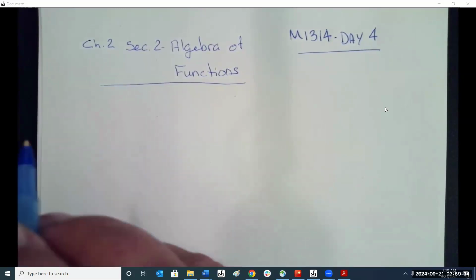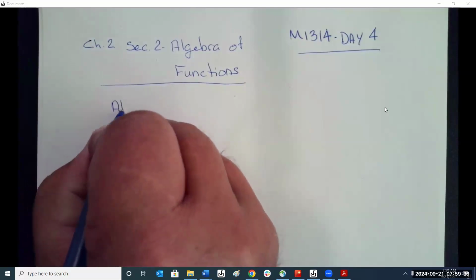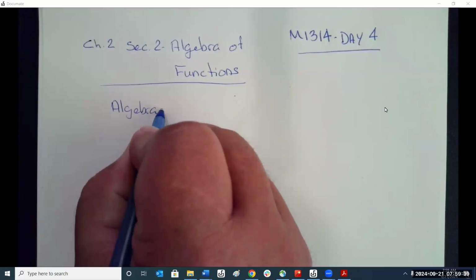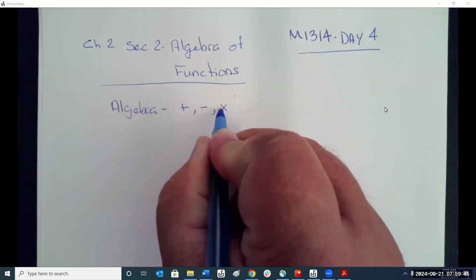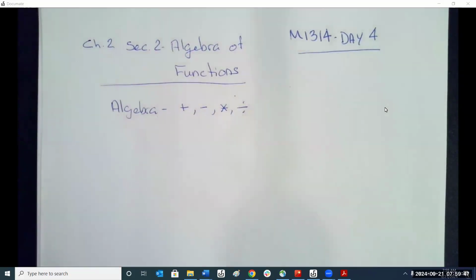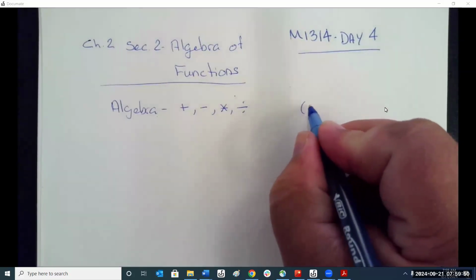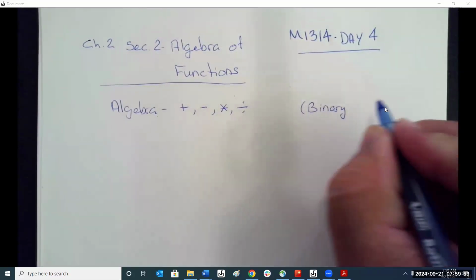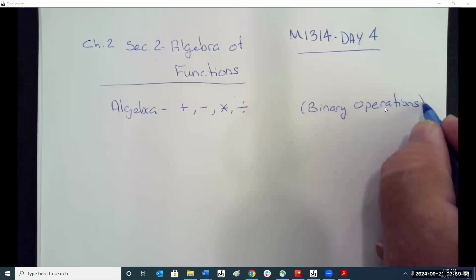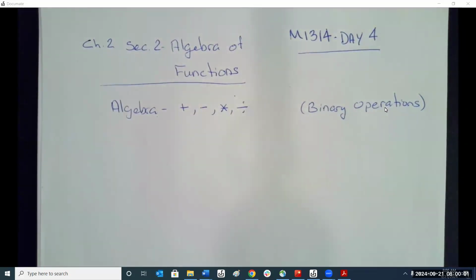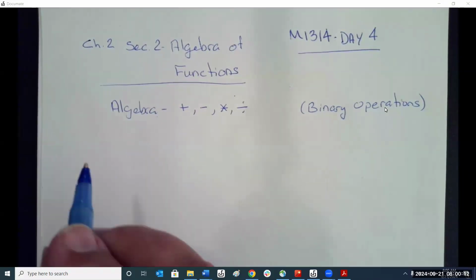Whenever we talk about the algebra of functions, when we say the word algebra, what we're talking about are these operations. They're called binary operations because you need two numbers to make them mean anything. And if you think about that, that's what we cover in this course. Everything we deal with is addition, subtraction, multiplication, division in some way, shape, or form.